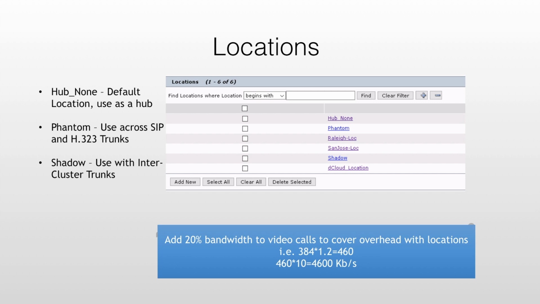For video calls, the best rule of thumb is to add 20% to each call rate, then multiply by the number of calls allowed. So for example, if the call rate is 384 kilobits per second, I'd want to multiply it by 1.2 because we're adding 20% to give it a total of 460 kilobits per second. So if you wanted to support 10 calls, then it would be 460 times 10, and that equals 4,600 kilobits per second. And that's how much total bandwidth that you have to allocate.